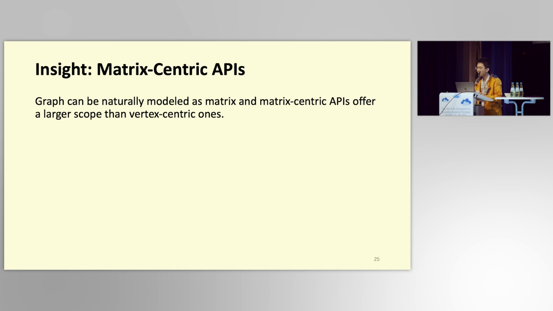To achieve this goal, our insight is that it's time to not use the vertex-centric API, and instead move to matrix. This is because a graph can be naturally modeled as a matrix, while the API associated with the matrix offers more information at a larger scope than vertex-centric.